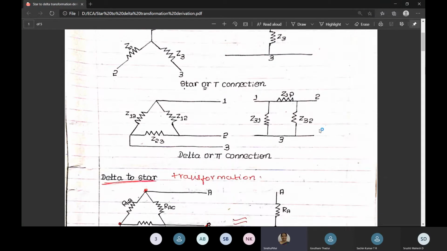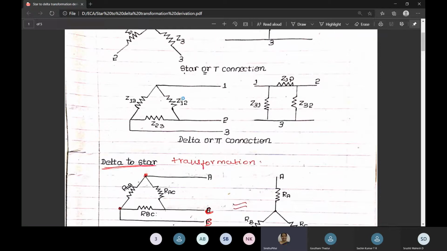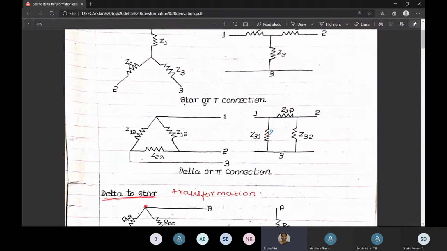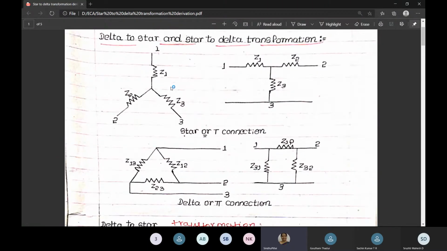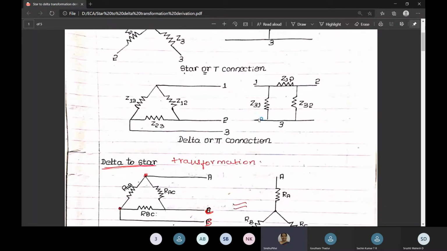Next, the delta looks like a triangle. It can be like a triangle or it can be like a pi. So you have to know how it looks, because in a network you have to identify whether it is a star or delta. Depending on that, you have to do the conversion or transformation. So the star looks like a T or like a star, and the delta is like a triangle or like a pi. These are the two networks.